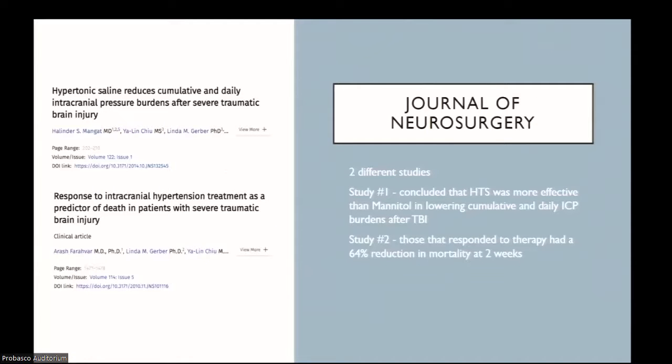The Journal of Neurosurgery is kind of the same way. So these are 2 studies up here conducted directly by the Journal of Neurosurgery. Study number 1, you can see, concluded hypertonic saline was more effective than mannitol in lowering cumulative and daily ICP burdens. And then study 2, we saw a 64% reduction in mortality at 2 weeks.